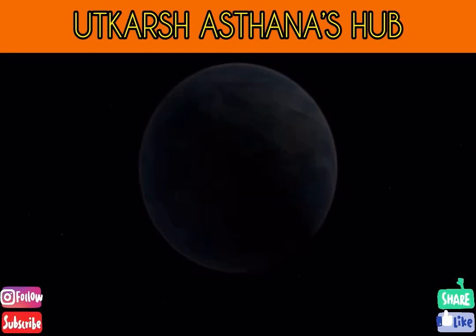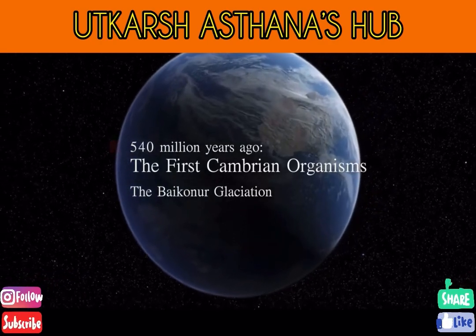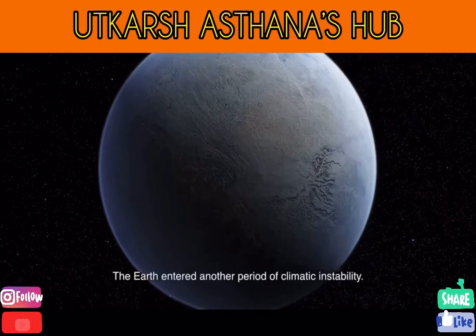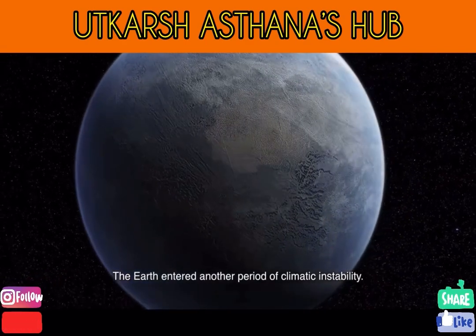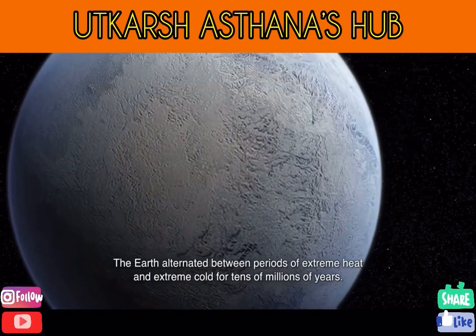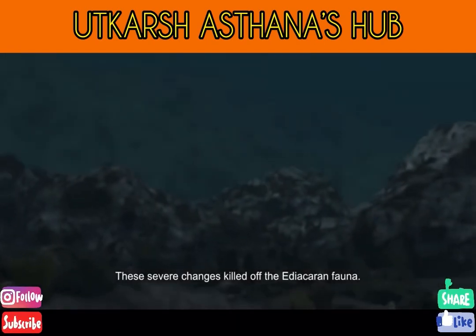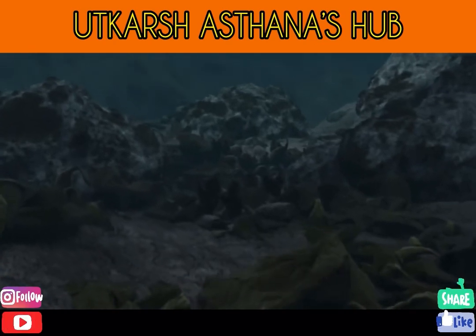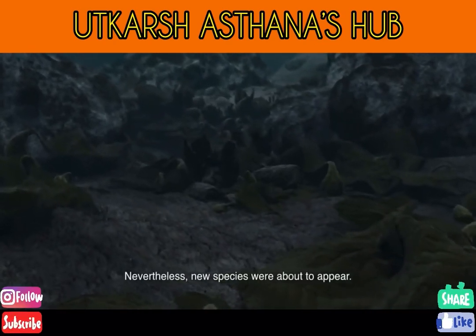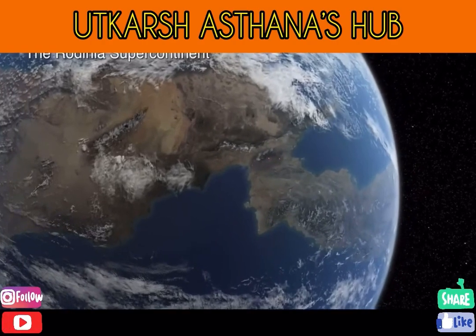The first Cambrian organisms come into existence and the Baikonur glaciation takes place 540 million years ago. The Earth entered another period of climatic instability. The Earth alternated between periods of extreme heat and extreme cold for tens of millions of years. These severe changes killed off the Ediacaran fauna. Nevertheless, new species were about to appear. This was the time of real evolution for earthly life.